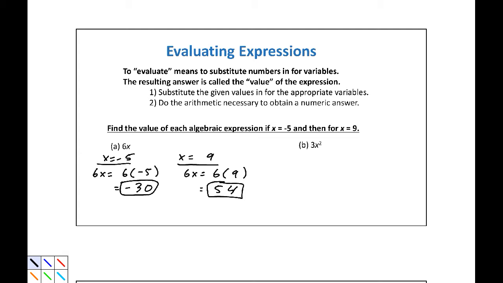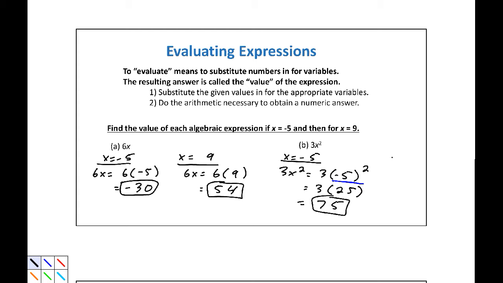The next expression we have to substitute negative 5 and 9 respectively into is the expression 3x squared. Well, if x equals negative 5, then that means 3x squared is equal to 3 parentheses, negative 5, parentheses, squared. Now, order of operations would dictate that we evaluate negative 5 squared first, which is positive 25. So 3 times positive 25 equals 75. So if x equals negative 5, our value is positive 75.